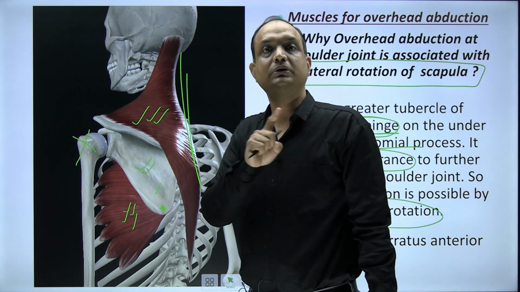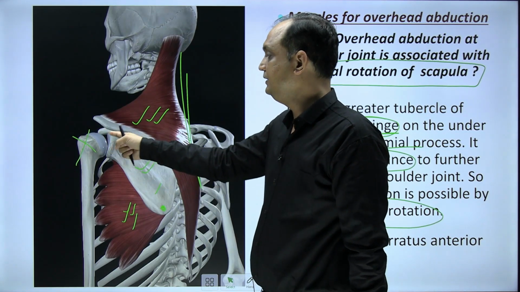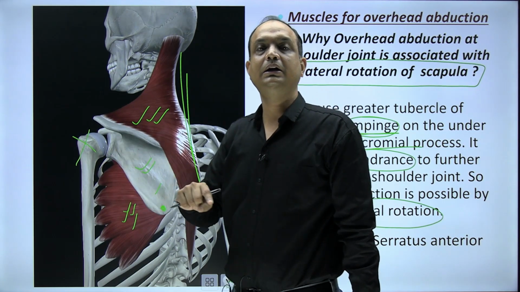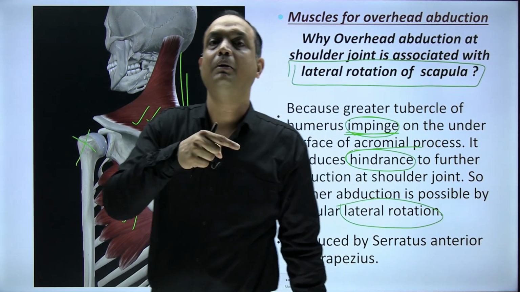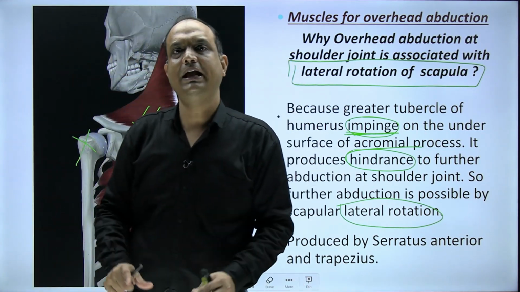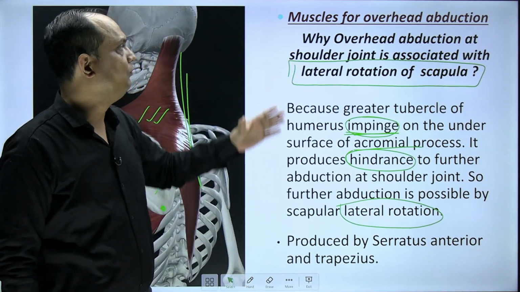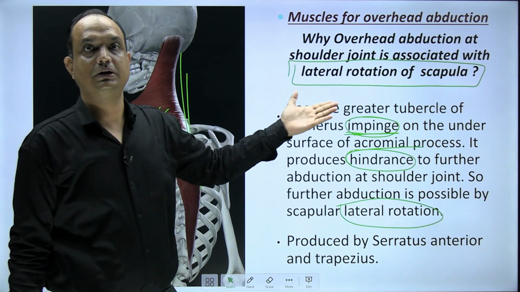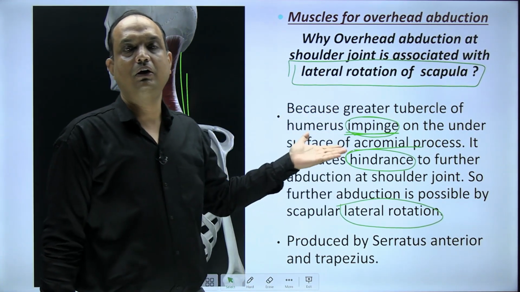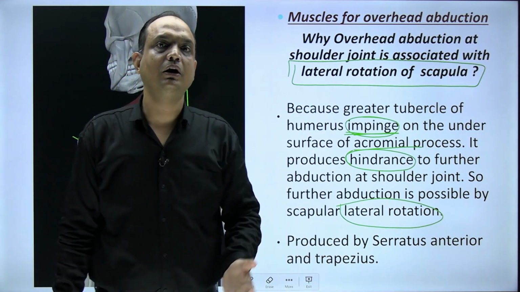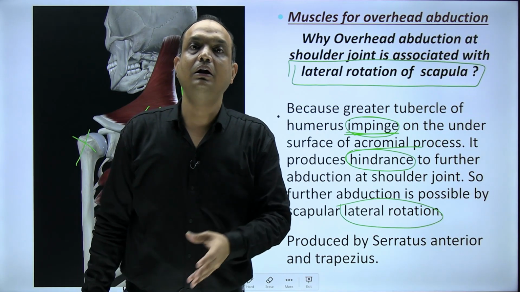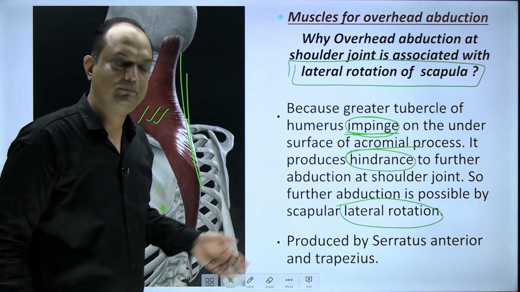But actually it is not the movement of the shoulder joint, it is the movement of the shoulder girdle which is allowing the movement of the shoulder joint above 90 degrees. So you have this question so many times in exams: explain why the overhead abduction at the shoulder joint is associated with the forward or lateral rotation of the scapula, or you may have the question associated with pectoral girdle movement. So you have to keep this in mind.